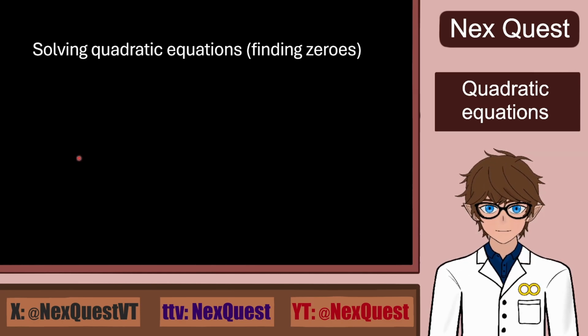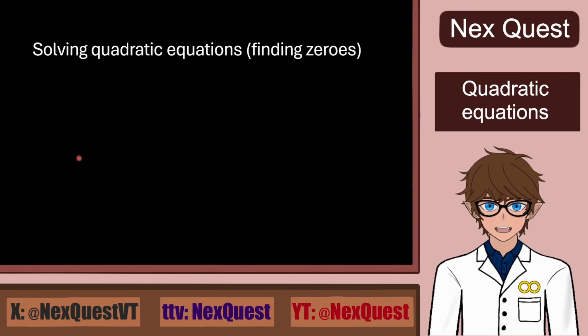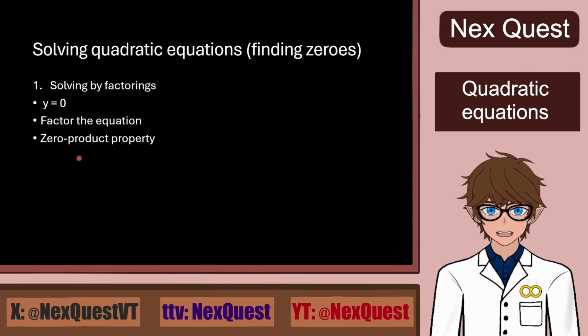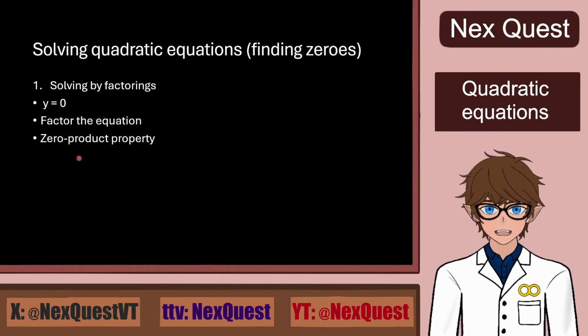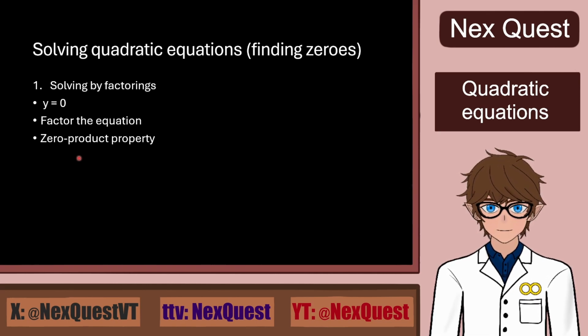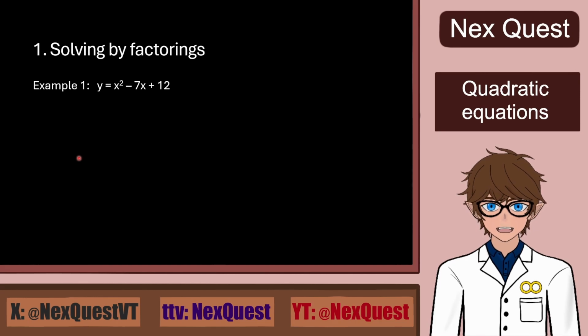Now, solving quadratic equations, aka finding zeros. First, we solve by factoring, or as we know, the factored form, the best one for zeros. We equate y to 0, we factor the equation and assume the zero product property. So multiplying a number with 0 gives us 0. Let's use this on the first example.